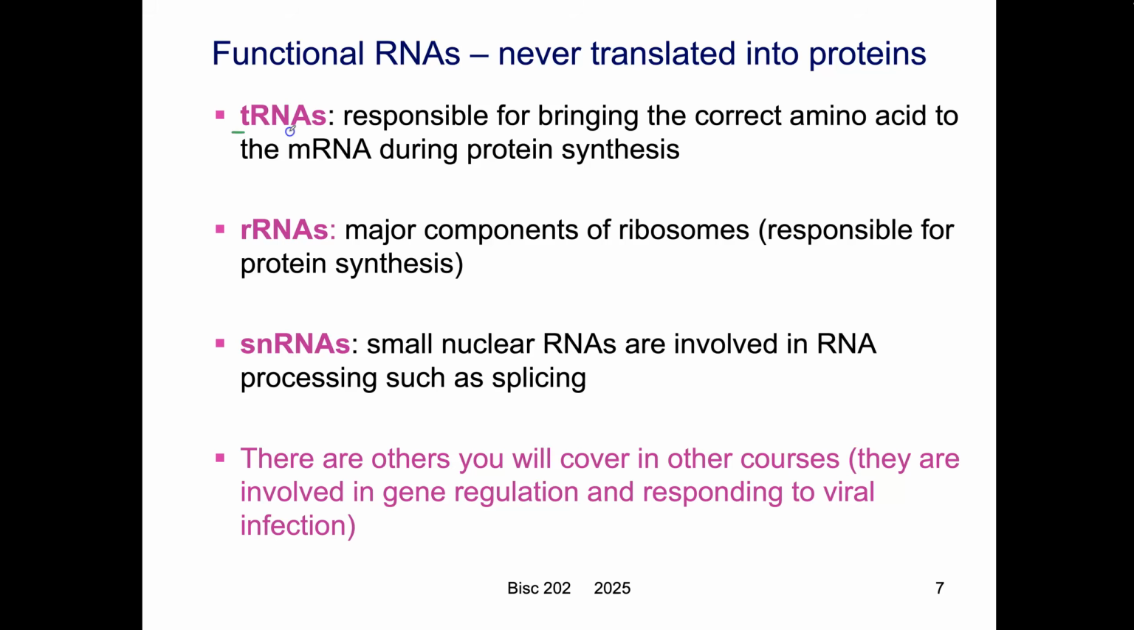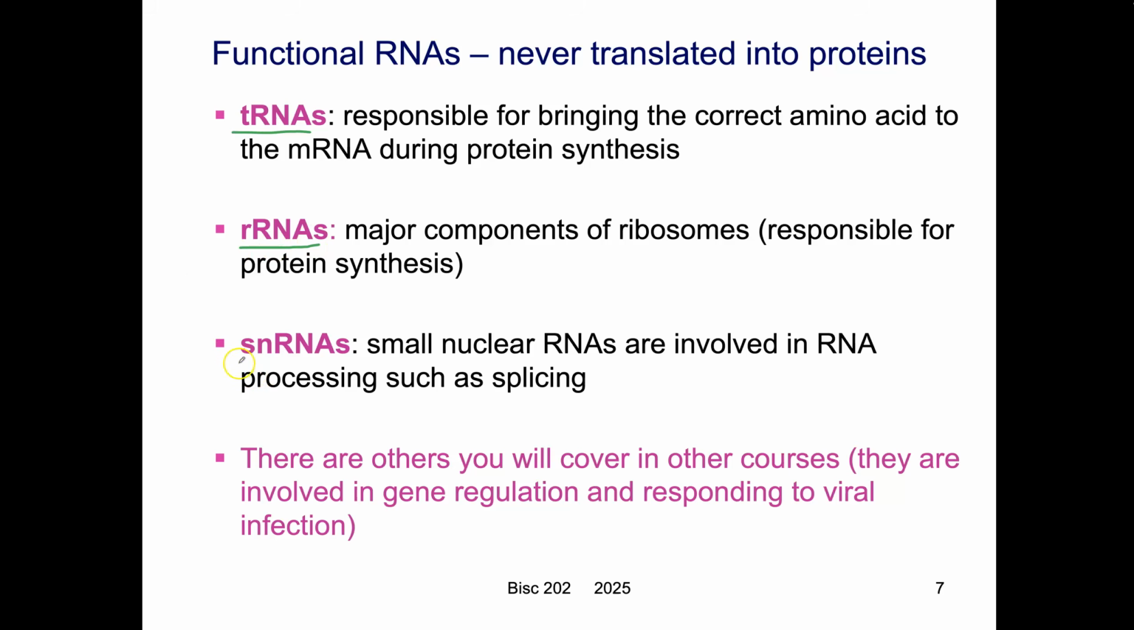So tRNAs, as you probably already know, are responsible for bringing the right amino acid to the mRNA while proteins are being synthesized. They carry the amino acids onto the ribosome, and in the ribosome, ribosomal RNAs are major components. You would think maybe it is the protein part that does the actual connecting of the amino acids together, but it is the RNA component that does that.